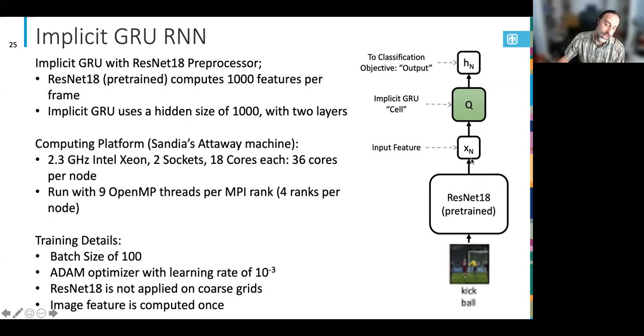And so what you end up with here is a new set of sequences that are just based on using this ResNet architecture. A few details: we have a batch size of 100, we're using Adam, and I'm very careful to not apply ResNet 18 on the coarse grids of my multigrid scheme. This is because I really don't need to. I've already evaluated on the fine grid, so I might as well just reuse them on the coarse grid. So each image, for both the serial case and the parallel case, the feature is only computed once. This is saving some computational effort.